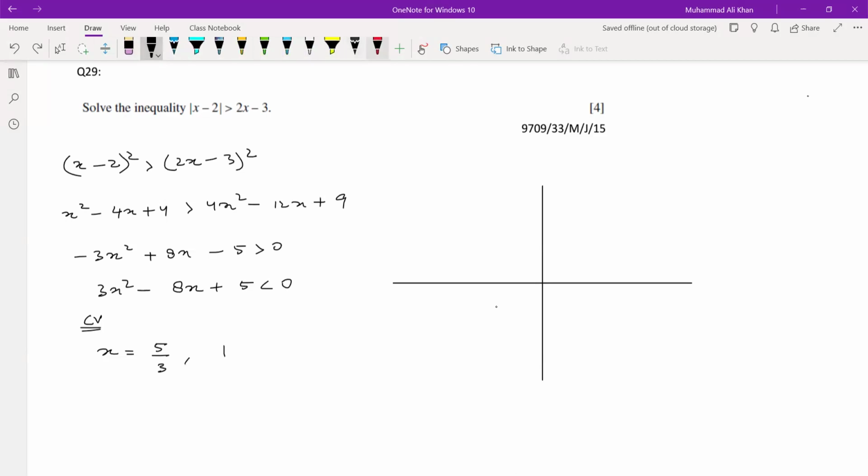Let's say the left hand side is y equals x minus 2 with red, and the right hand side is y equals 2x minus 3 with green.